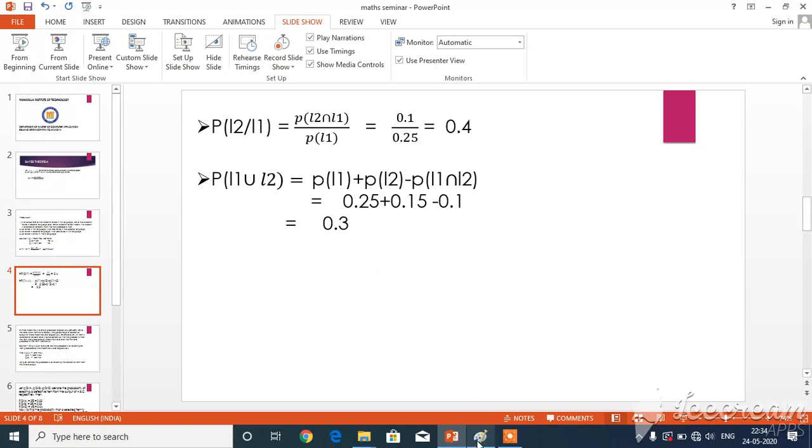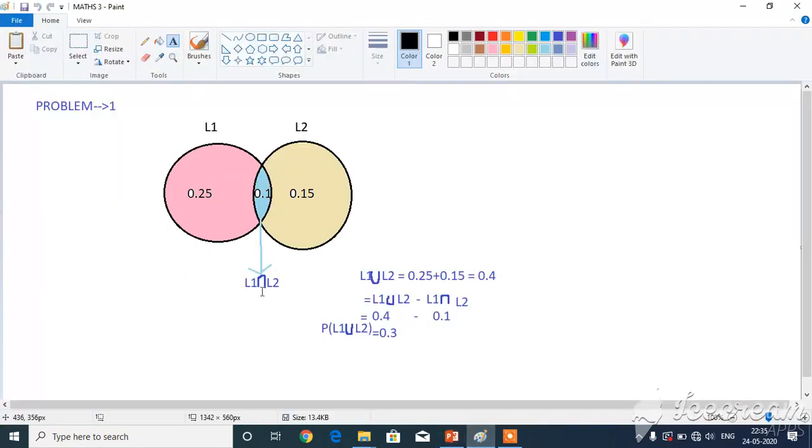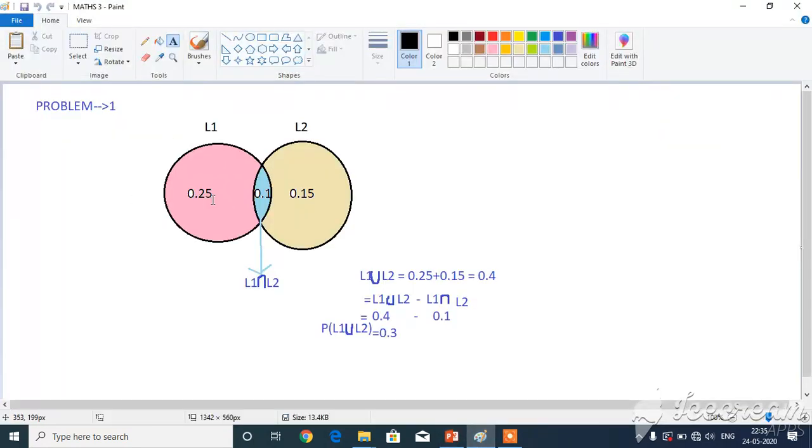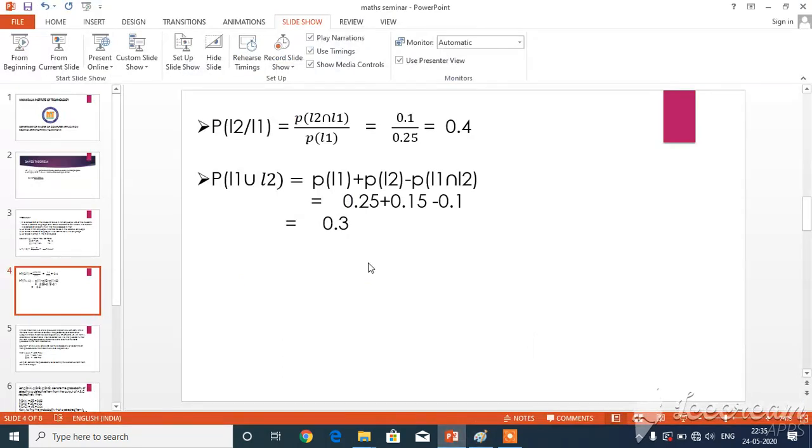P of L1. Here for L1 we have to consider the whole sample space, which is 0.25. And here we have to find the occurrences of L2, which is 0.1. We can only find it in the intersection part. So the sample space is L1, and the answer is 0.4.